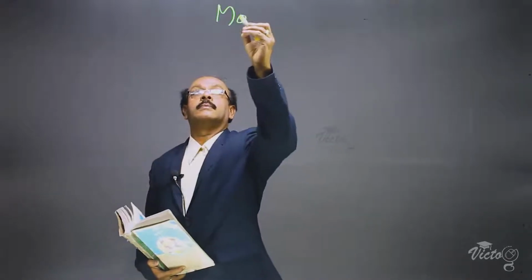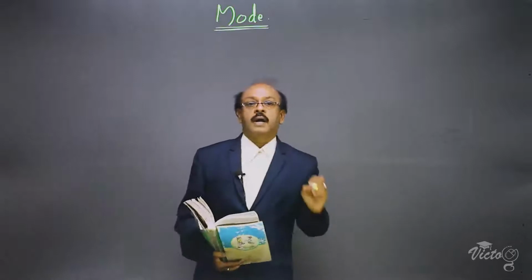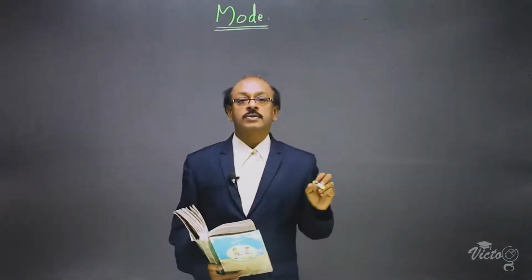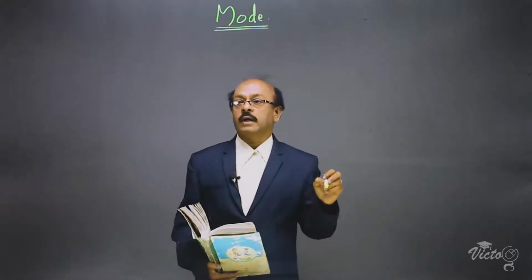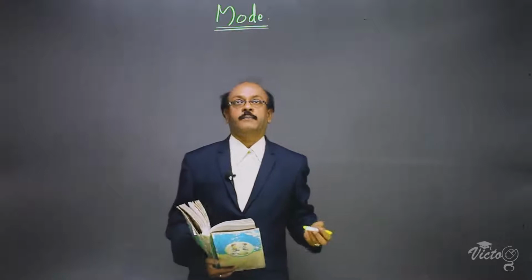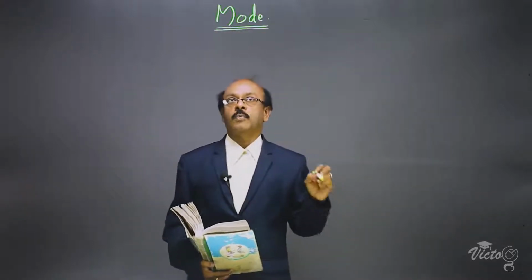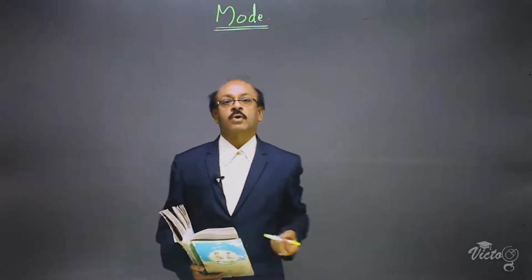Next topic is mode. Mode of an ungrouped data is the most frequently occurring data. The most frequently occurring data is called the mode of an ungrouped data. Ungrouped data of mode is the most occurring data. We can just see what is mode of an ungrouped data.